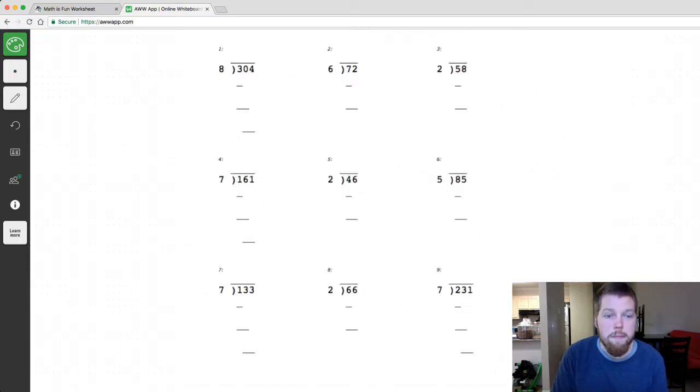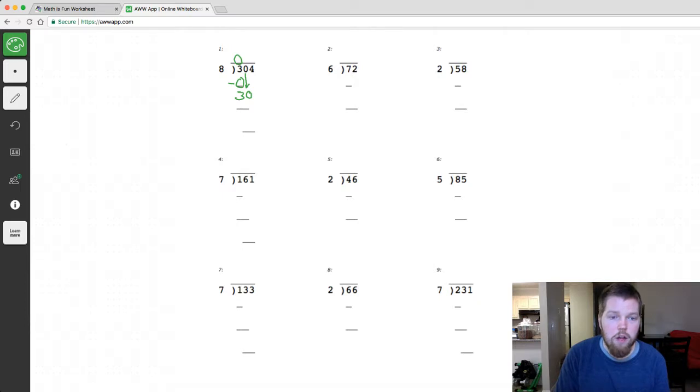Okay. So 8 can't go into 3, so we're going to put a 0 here. 8 times 0 is 0. And then we're going to subtract. 3 minus 0 is 3. They don't really give us very much space here to do some writing. And then we're going to bring the next place value down. It's right here.